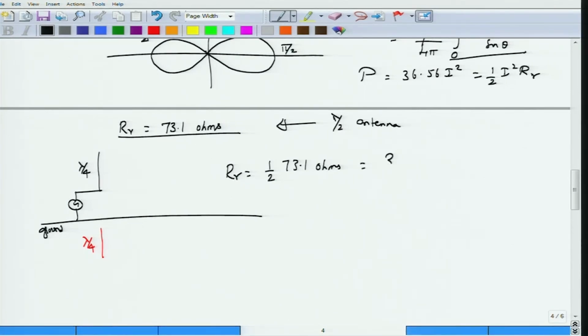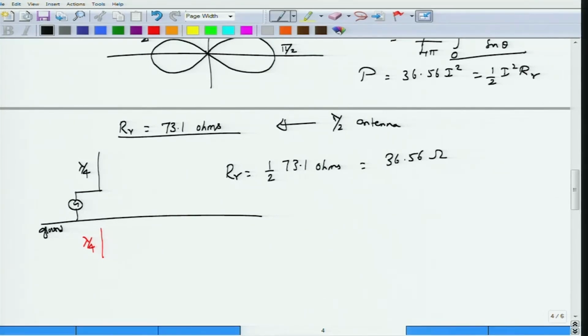So, this is actually equal to 36.56 ohms, and you do not really want to use an antenna with a lower radiation resistance, because then its power handling capacity becomes very limited. Okay. So, this is for the half dipole antenna. There are other exotic topics in antenna analysis which we are not going to see.